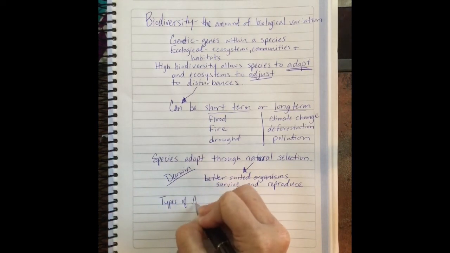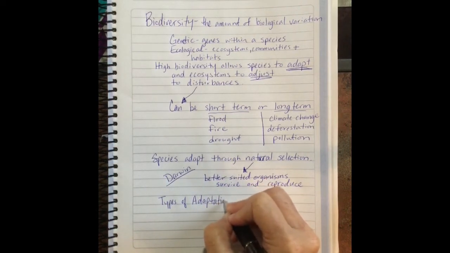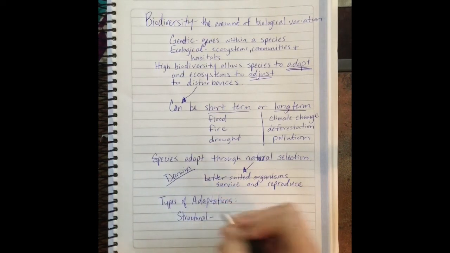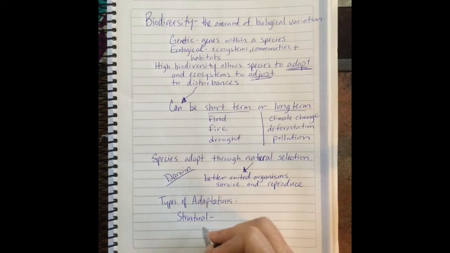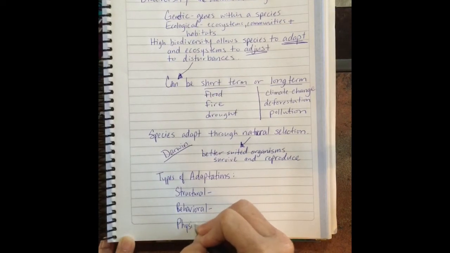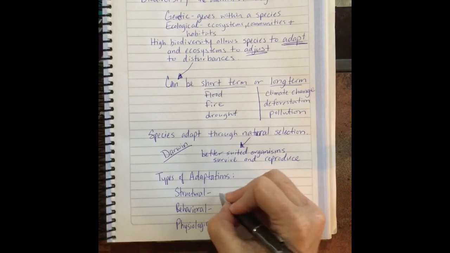And when we talk about the ability to adapt, there are three different types of adaptations. Now, I'm going to share with you some pictures of just things around my house and my backyard of each of these. So structural adaptations would be like physical features. Behavioral would be like an adapted behavior. And physiological is an actual like functional adaptation within the body.